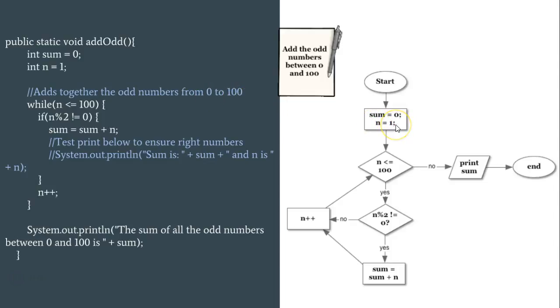I still put n at 1, and obviously, I could put n at 0, but I didn't do that, because 0 doesn't add anyway, so I can just start at 1. The other thing that I'm doing here is I test the print below. So again, I put what sum is and what n is, because I want to double check to make sure I'm getting the right numbers. So this also has a while loop, and it has an if inside. And again, I used the exact flowchart to build this code, and then I ran it and it worked.